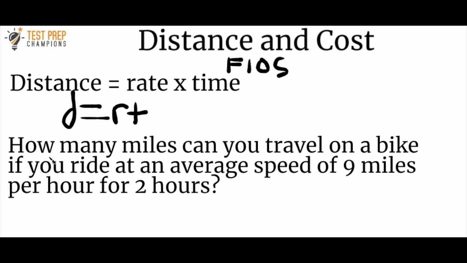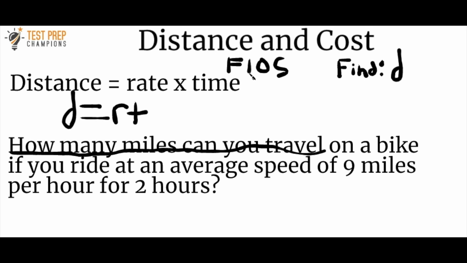So the question says, how many miles can you travel on a bike if you ride at an average speed of 9 miles per hour for 2 hours? So how many miles can you travel? So that is what we want to find. And how many miles can you travel? Well, that's asking about a distance. So what we want to find here is the distance. So I'm just going to write find, and I'm going to put a D here for distance. So we need to find our distance. All right, and so the F in FIOS stands for find.